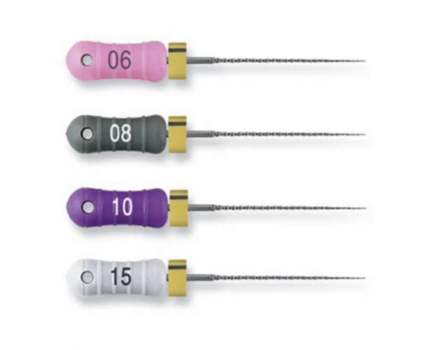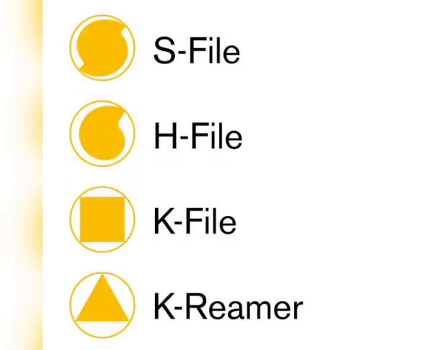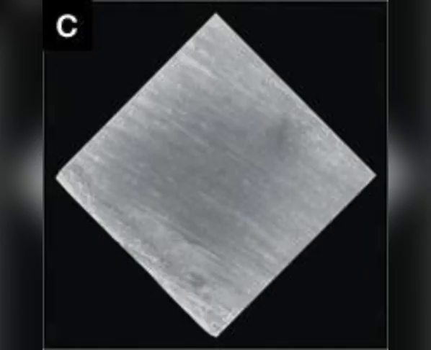The files that we commonly use are K files. If you observe the K files, you would find a square-shaped geometry represented at the end of the shank, which says that the cross-section of the file is going to be square-shaped. And these are constant tapered files.